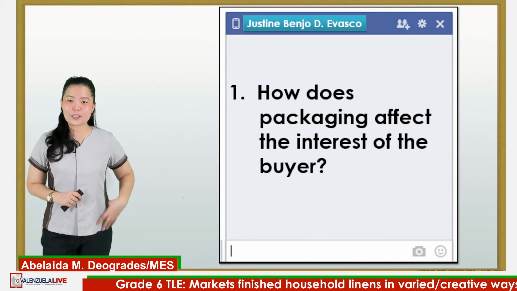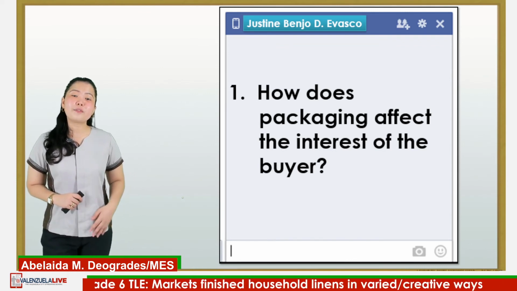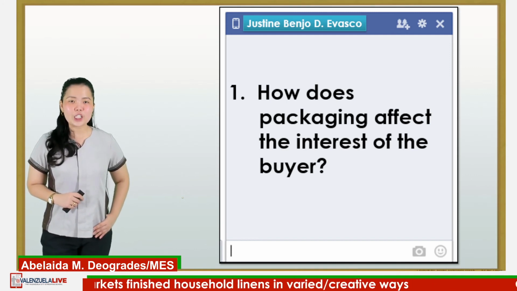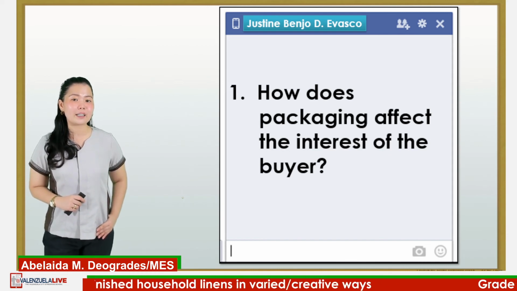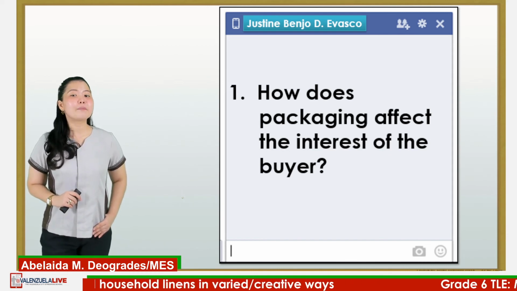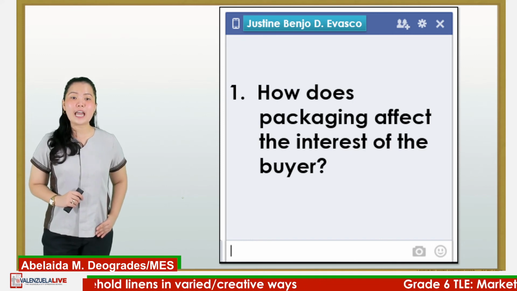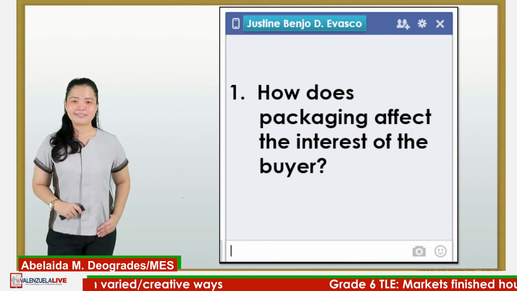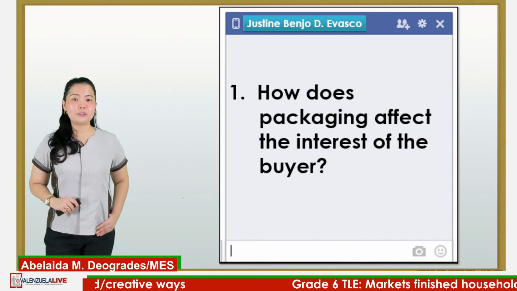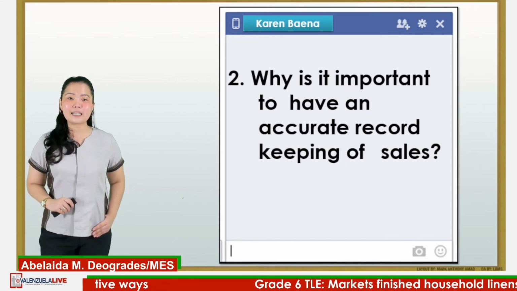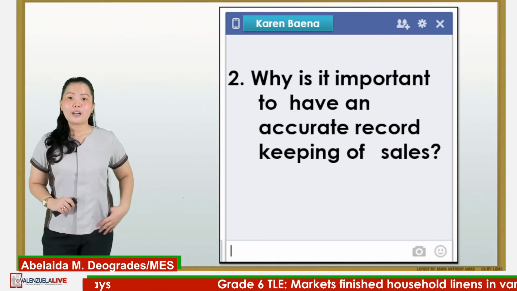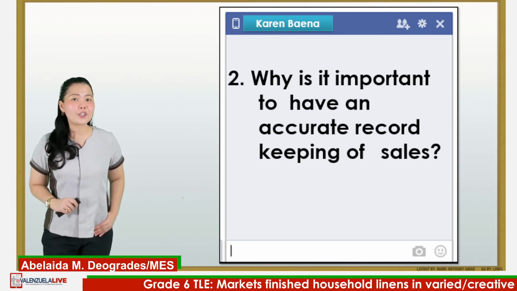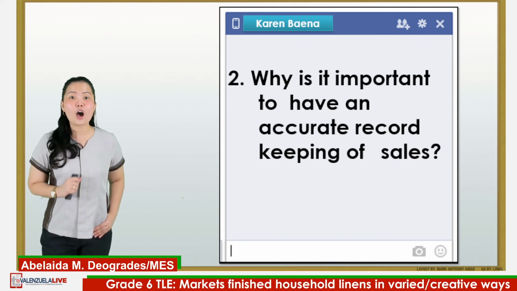Thank you for your question. The influence of product packaging on the purchase decision of a buyer may affect his or her interest in buying the product. Always remember that packaging contains the labels and information of the product inside the package. And for our second question from Karen Bayana from Maisan Elementary School, her question: why is it important to have an accurate record keeping of sales?